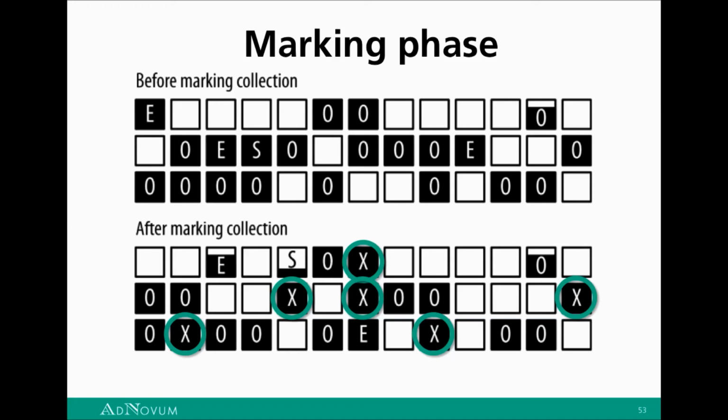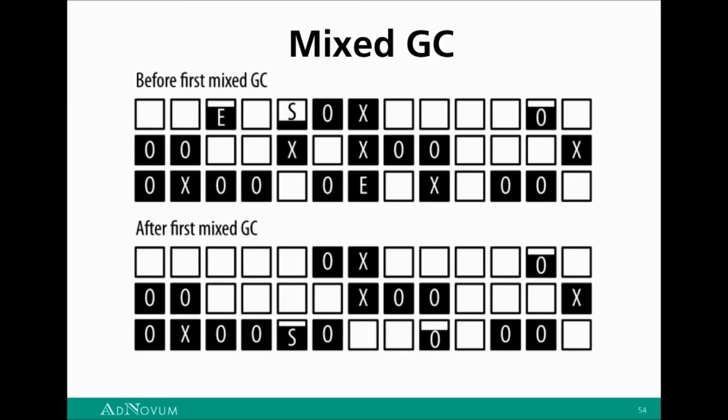Now, once we figure out which blocks we would like to free, there will be a number of so-called mixed GCs. The reason they are named so is because in addition to cleaning up some of the marked blocks from the old generation, they will also clean up the young generation. So this process is kind of piggybacked onto the young GC process.